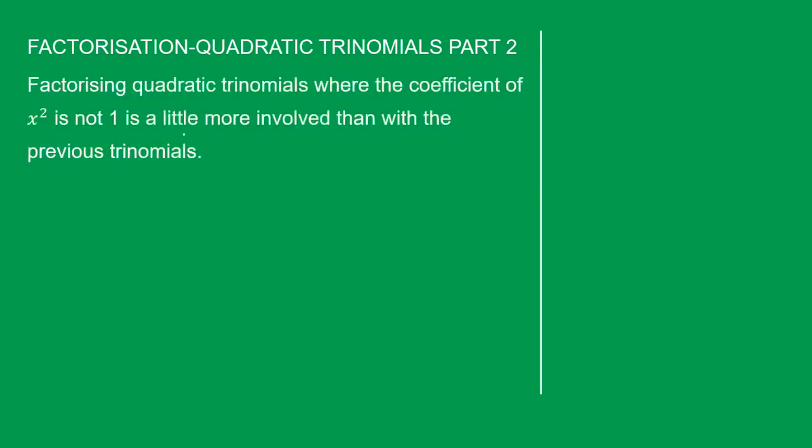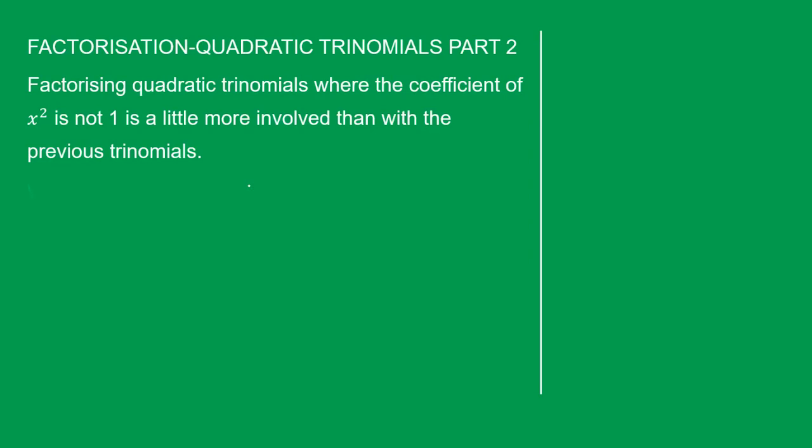Let's factorize quadratic trinomials where the coefficient of x squared is not 1. But factorizing quadratic trinomials where the coefficient of x squared is not 1 is a little more involved than the previous trinomials. Remember, in the previous section, we discussed how we factorize trinomials where the coefficient of x squared is 1. What do we do if the coefficient of x squared is not 1?